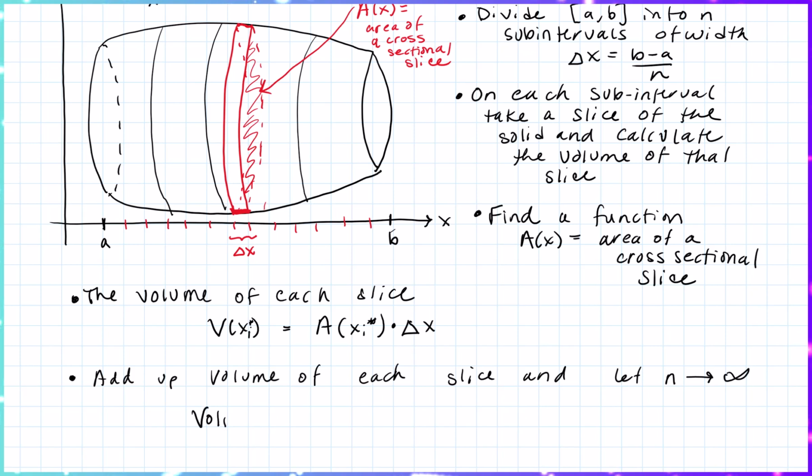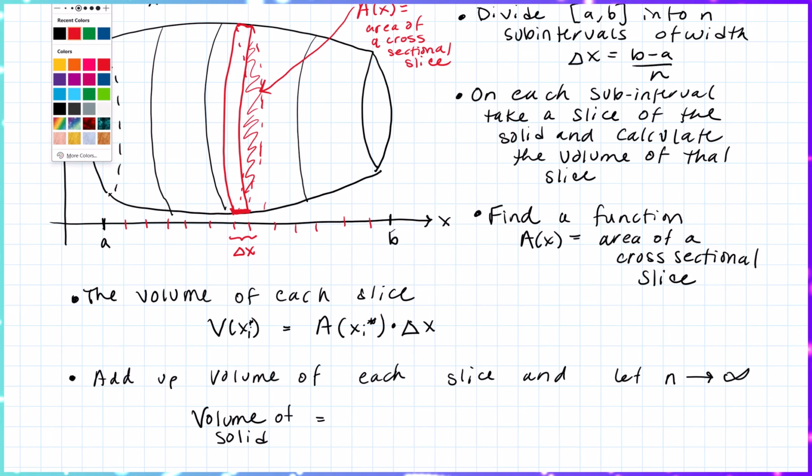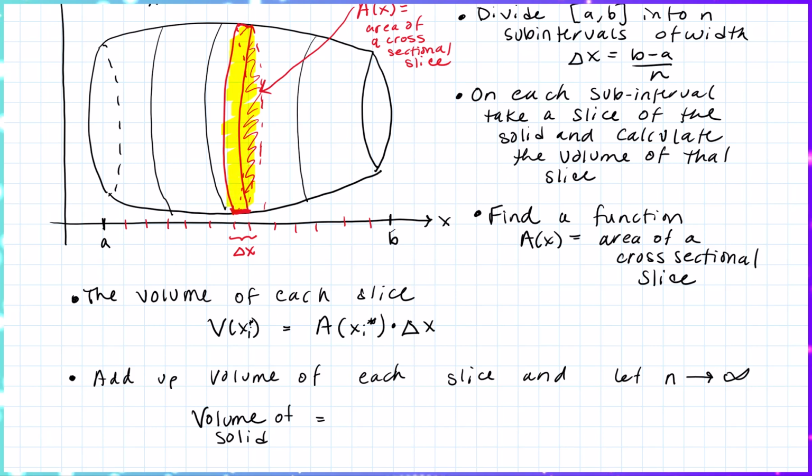So if we want the volume of the total solid, we're going to cut it up into little slices. We're going to calculate the volume of each slice by looking at an area times a width. That's going to give us the volume. And then we're going to add all of those up from i equals 1 to n of A of x sub i star. Now I'm using that little star because when we calculate the area of that slice, it doesn't matter where we do it, because we're going to let delta x go to 0. Then we multiply by the width of each slice, and we let n go to infinity.